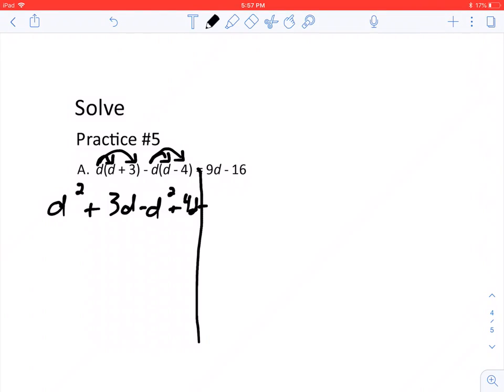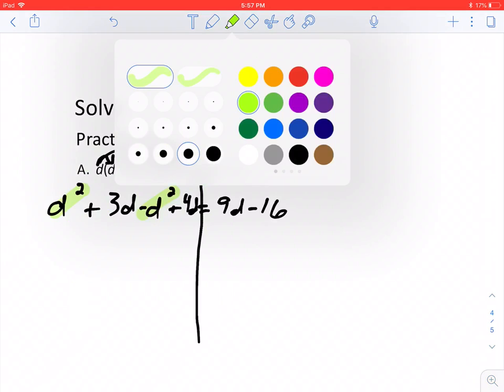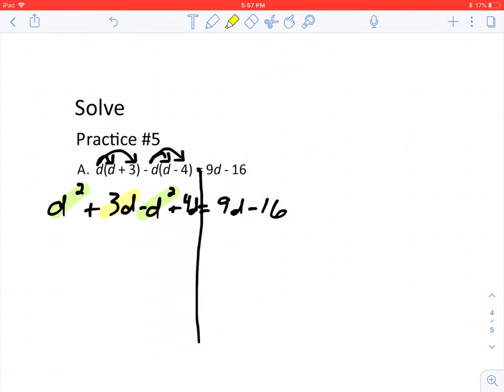Now on the right-hand side, we just have a 9d minus 16. There's nothing to do on that side. So most of our effort at the beginning here is going to be on the left-hand side. Now, looking at the left-hand side, we have a d squared and a negative d squared, so those are like terms. And then we have a 3d and a 4d. So those are going to need to combine. First thing to notice is d squared minus d squared. These cancel. They're gone. They're opposites. So we just have 3d plus 4d, which gives me 7d, and then equals 9d minus 16. So that condensed pretty quickly.